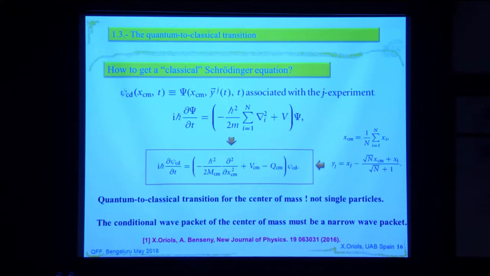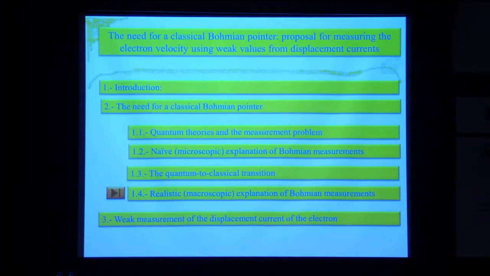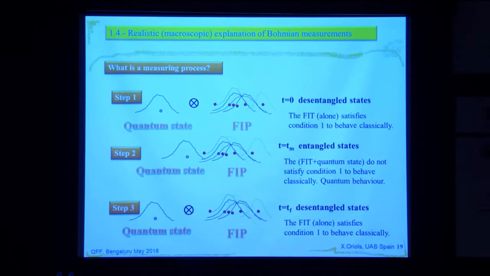My subsystem is just the center of mass, and all the rest of the particles are just the environment of my particle. So basically, this is just a subsystem, and a subsystem does not have to satisfy the law that we have defined. Okay, so let us discuss the realistic macroscopic quantum state. This is my quantum state, this is my pointer, and my pointer is a quantum state full of identical particles.